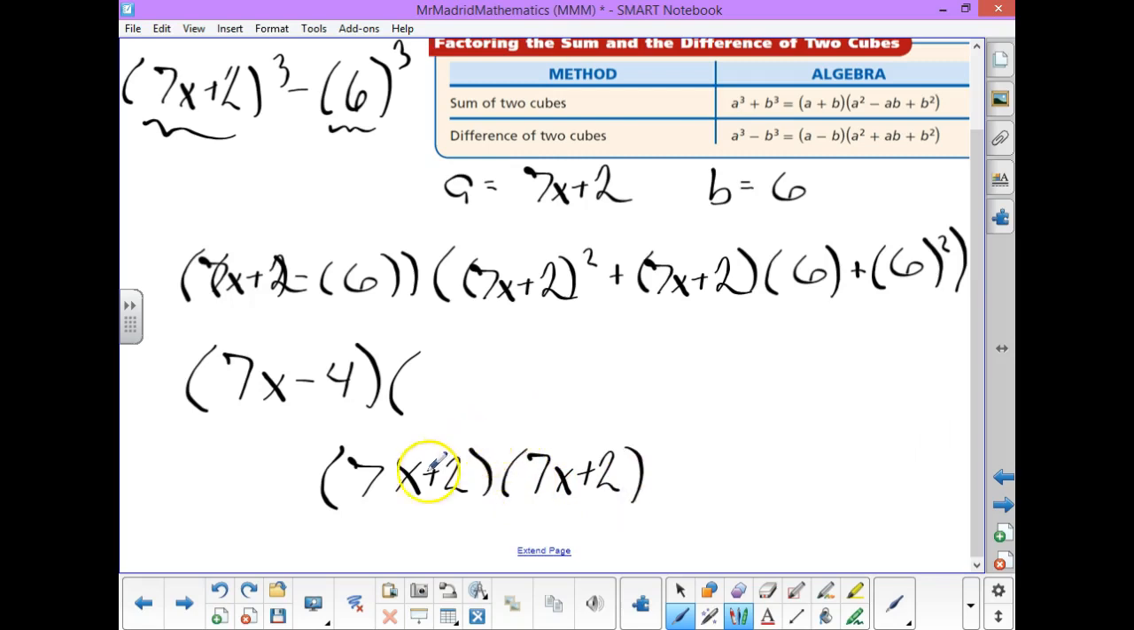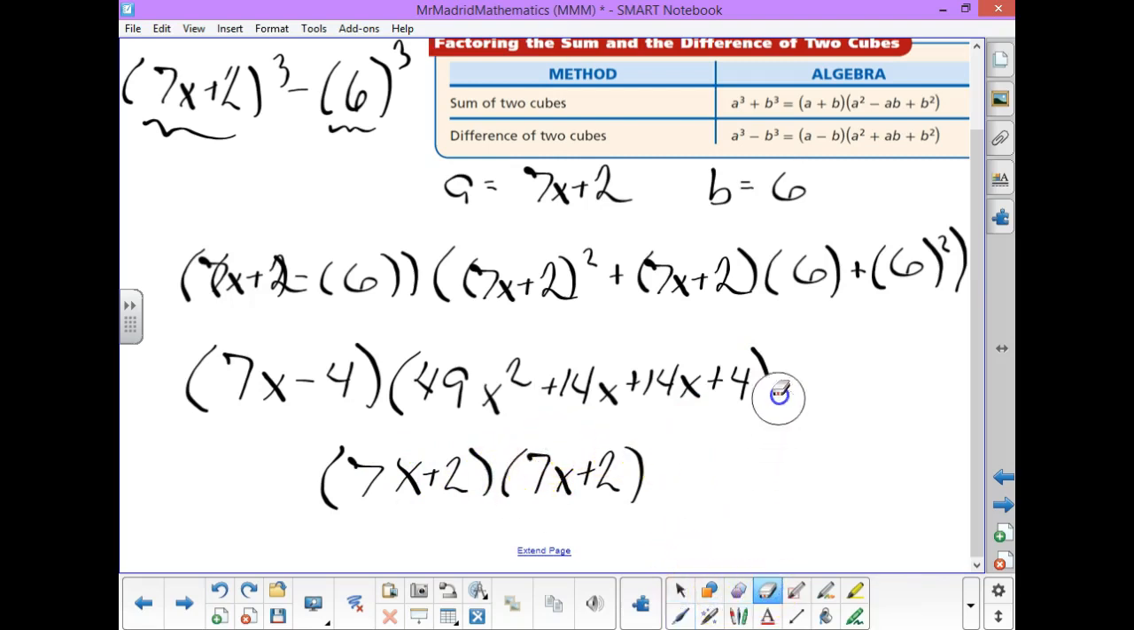This indicates that you must multiply through the FOIL method. If you're unfamiliar with that, you want to distribute each term here with each one of these. So 7x times 7x is 49x squared. This with this is 14x. Now we go to the second term. This one with this one is another 14x, and this one with this one is plus 4. This here is just scratch work, so I can get rid of it in a little bit.